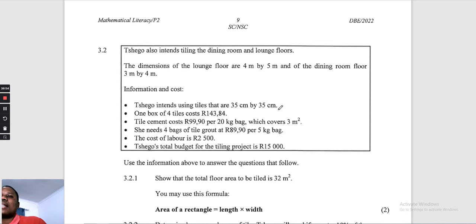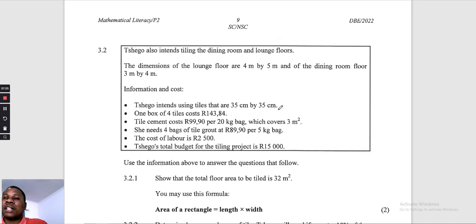Okay, the tile grout is this powder. After they have laid the tile, they will just pour that powder on top so that the cement can no longer be visible. So she will only need 4 bags, and one bag is sold at 89 rand 90 cents.